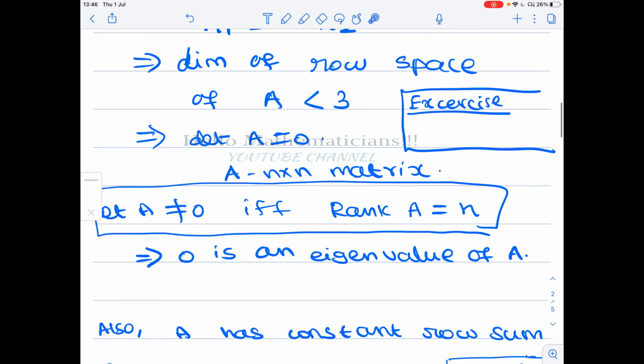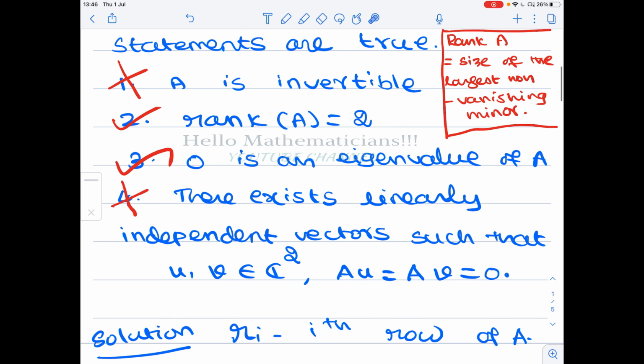But here they are saying that there are two linearly independent eigenvectors in the kernel of A, but the dimension of the kernel is 1. Therefore the last option is wrong. Therefore options 2 and 3 are correct.